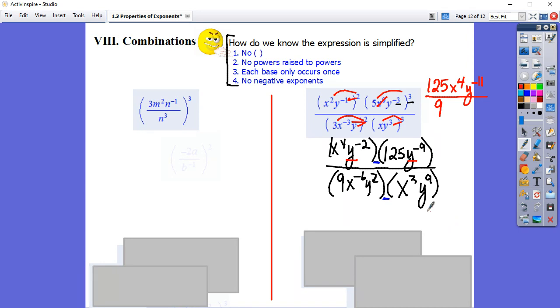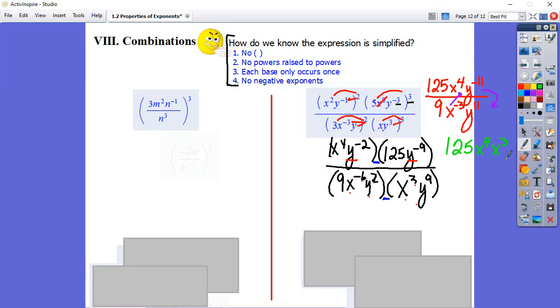Always look to cancel. X's, it looks like I'm going to have negative 3. Now, how I arrived at that is I did multiplying powers. I added the exponents and kept the base the same. Same with the y's. I get y to the negative 11th. And now personally, I'm going to go ahead and flip the ones that are negative. Wherever I see a negative exponent, I'm going to make it positive by flipping it or moving it to another spot.